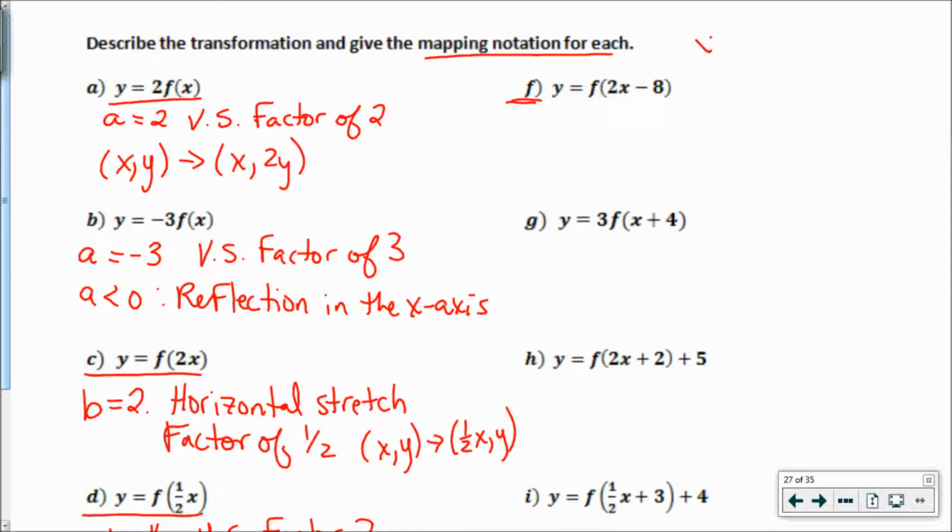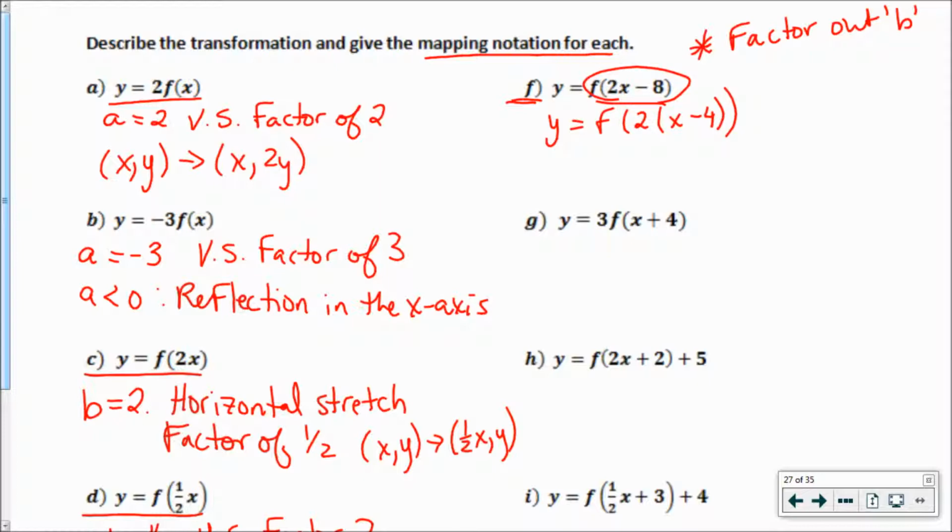The first thing that I want to do, before I look at labeling what b and, in this case, h are, is I always have to remember to factor out b. So I'm going to rewrite this as f of 2 times (x minus 4), and 2x minus 8 would give me what I had originally up here. So that means that in this case, b is 2, and h is actually 4. So that's really important to remember, to factor out b. And you're going to see that down here in exercise H as well, and then also down here in I.